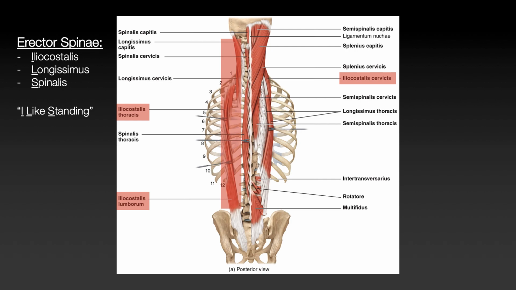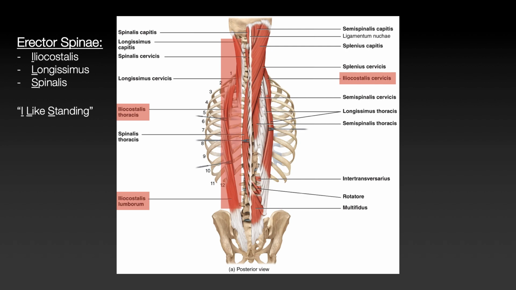And there are three different names for them depending on where you are along the thorax. Iliocostalis lumborum is in the lumbar region. Iliocostalis thoracis is in the thoracic region. And iliocostalis cervicis is in the cervical region. If you only remember one thing about this, remember iliocostalis. It's lateral, and it spans multiple ribs along the lateral posterior portion of the thoracic cage.